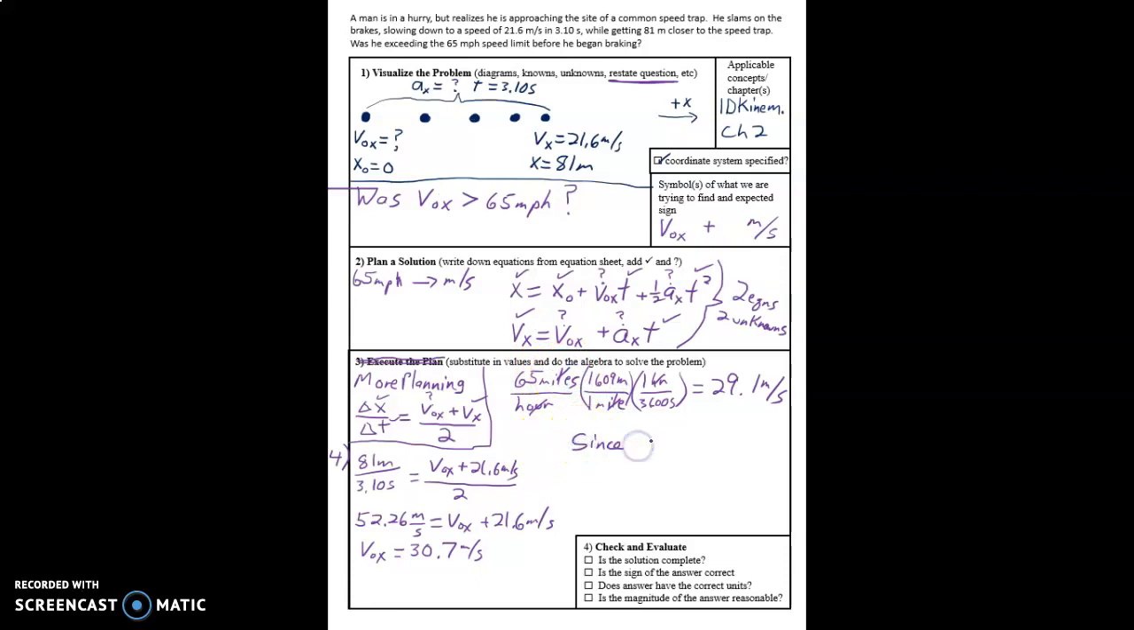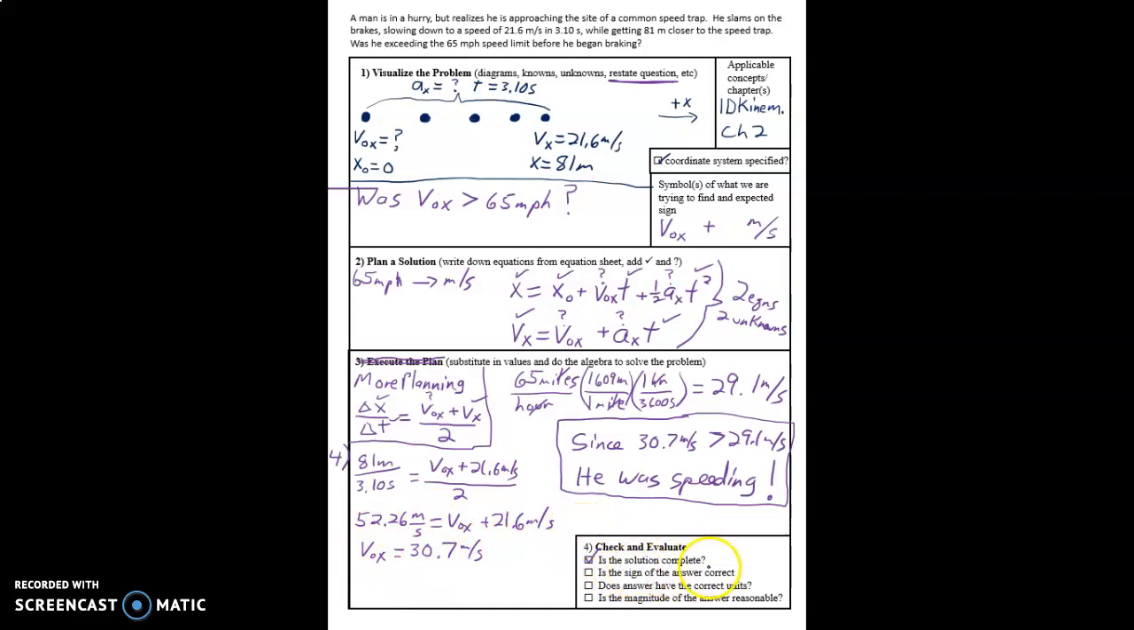So, since 30.7 meters per second is greater than 29.1 meters per second, he was speeding. All right, and that is our answer right there. Not just yes or no, but what did we use to make that decision? Is the solution complete? Yes, we were only asked for that yes or no question. If we had stopped here, the solution would not have been complete.